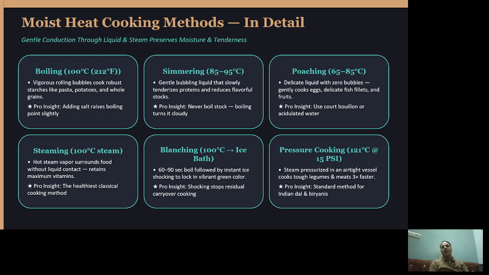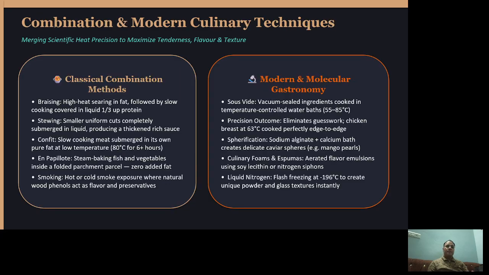Poaching is basically required for delicate and tender items like eggs and some types of fish also. Then we have steaming with us, we have blanching with us. Blanching is actually a preparation method, not a cooking method, in which we blanch the products to peel the outer layer of the products and to retain the color of the vegetable. So this is called blanching. Then we have pressure cooking with us. Steam pressure cooks products like tough legumes and meats. So these are some moist heat methods.